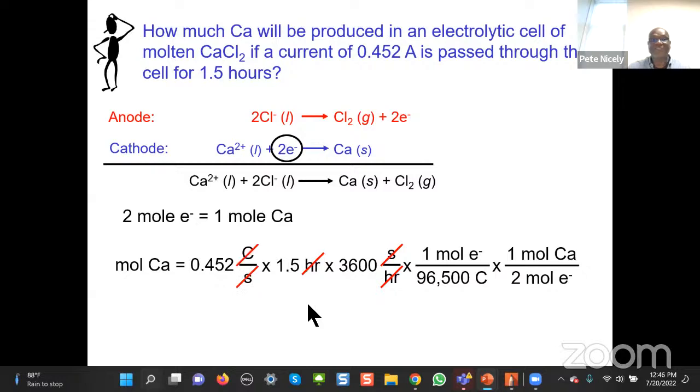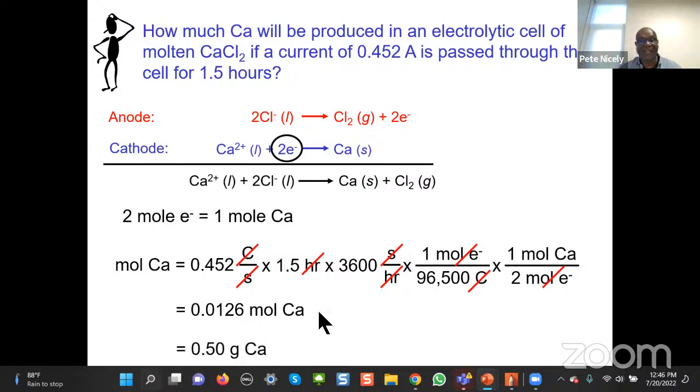The seconds will cancel out, the coulombs will cancel out, and the moles of electrons will cancel out. And when you do your number crunching, you're going to end up with your answer being 0.0126 moles of calcium. That's the answer. They did not specify the units in terms of the amount of calcium which is produced. So you could leave the answer like this, or if the question asks for the answer in grams, then you could multiply this by the molar mass, which would give you the mass in grams, which in this case would be 0.50 grams, all right? So that's basically how that is done.